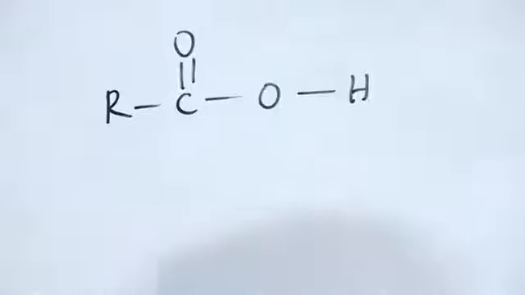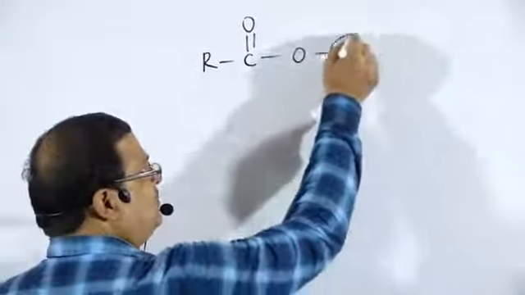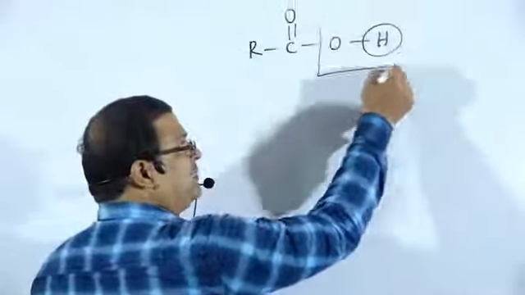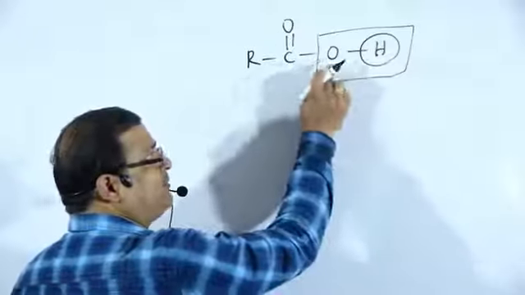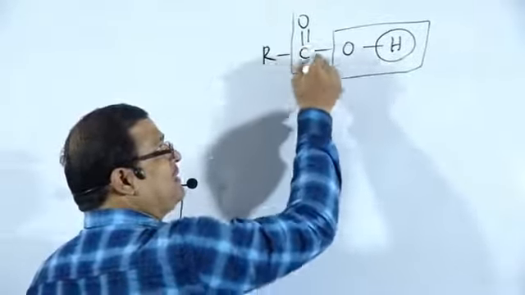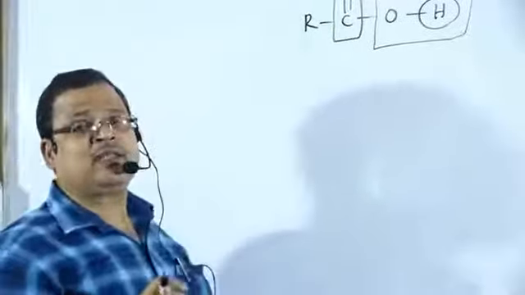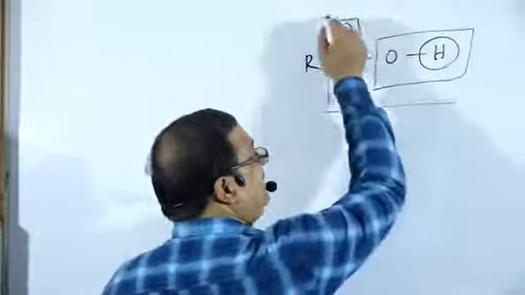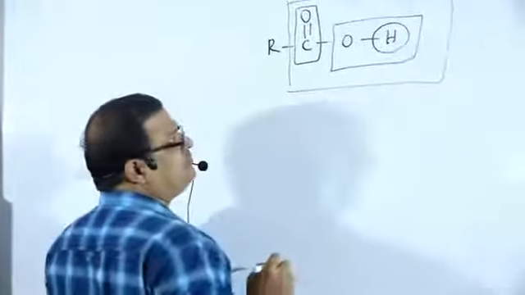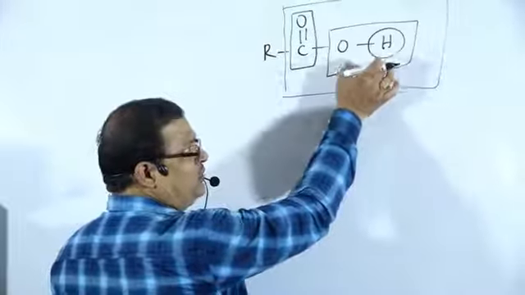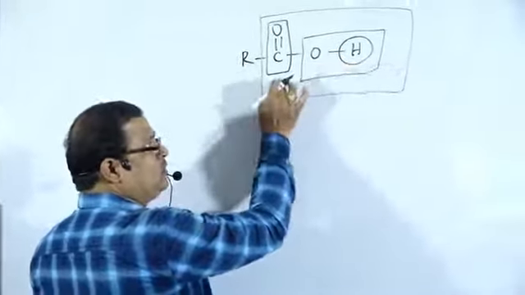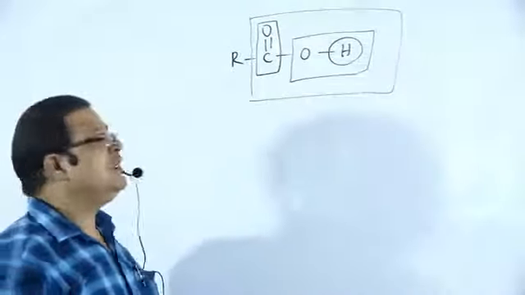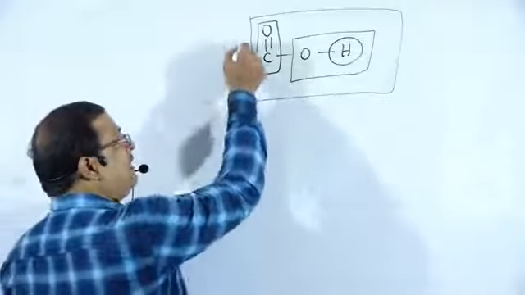Some reactions are shown by the H part of this group, that is, cleavage of the oxygen-hydrogen bond. Some reactions are shown by the OH group, that is, cleavage of the carbon-oxygen bond. Some reactions are shown by the CO group, that is, the carbonyl group, and some by the COOH group as a whole, that is, the carboxylic acid group. And some reactions are shown by the R part.